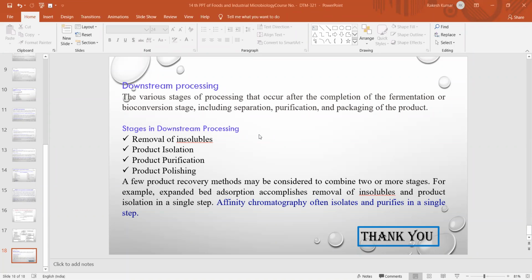So this is all about the bioprocessing method, and you can produce a number of different types of fermented products. Just by using these methods, you can produce those kinds of end products. I think this is all about your bioprocessing.